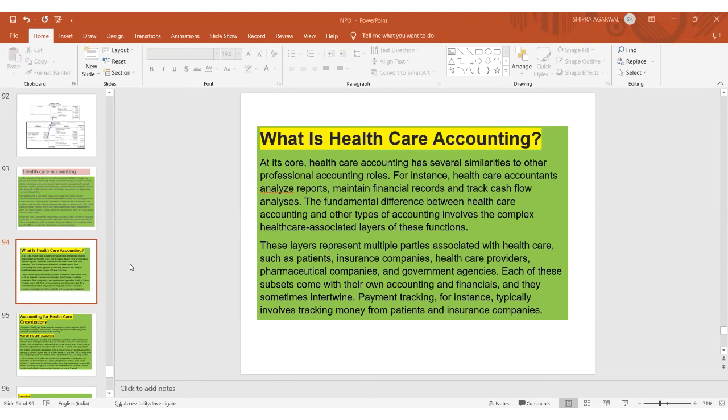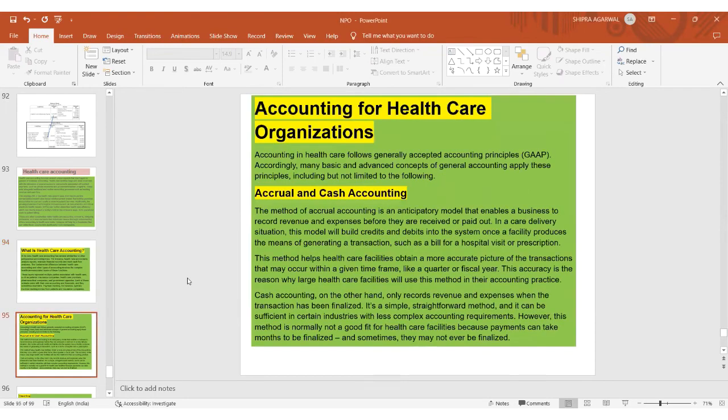That means you have to keep a track record of the payment. Then you need to keep a track record of the dealings with the insurance company, the government organizations, and the patients. How much are the patients going to pay? How much will the government organizations pay? How much will you be receiving from the insurance companies? And when you will be receiving, when it is due. So all these things keep on creating layers in the healthcare accounting.